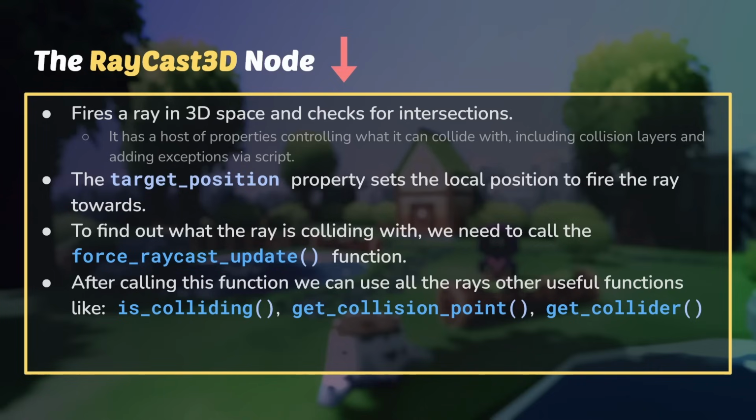So the ray starts wherever its transform position is, and it draws the ray to this target position. And then we can use a script to check if there are any collisions on that path. We need to call a force RayCast update function, and that checks for any collisions from the origin to the target position. And then after we've done that, we can use some functions like isColliding, getCollisionPoint, and getCollider. And these tell us useful things like, are we colliding with anything? What is the position of the collision that's occurred, and what is the object that the RayCast is colliding with.